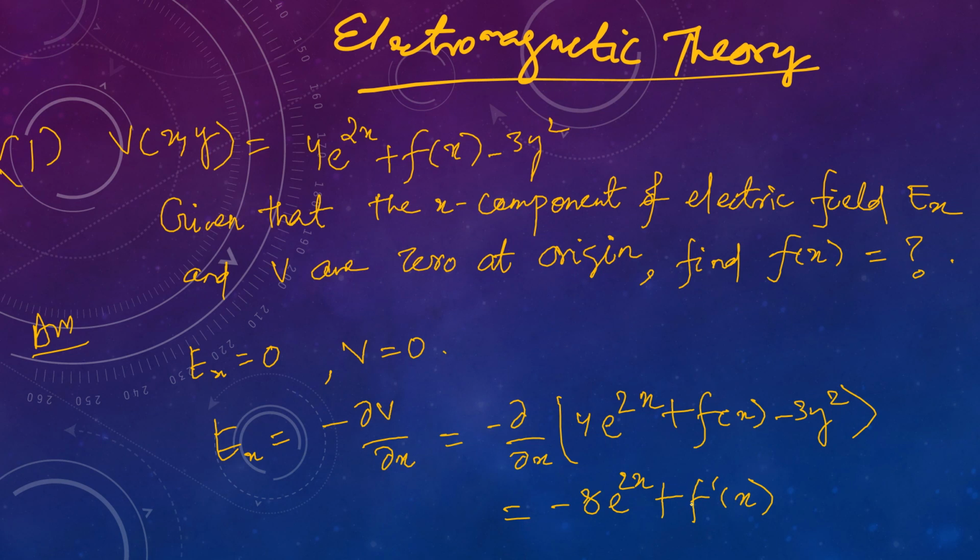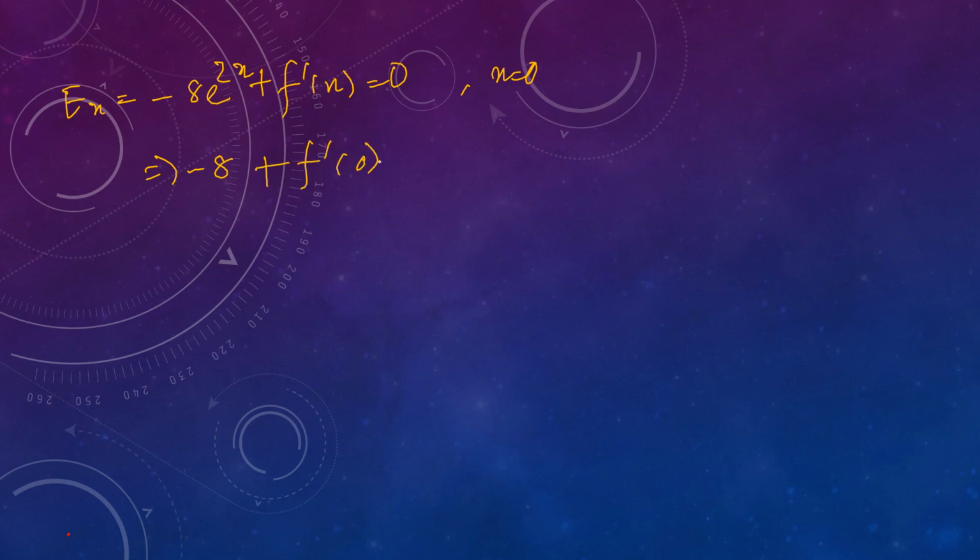So this is your Ex, which is in fact 0 at the origin. So if I write Ex, minus 8 e to the power 2x minus f dash x is equal to 0 at the origin, that means x is equal to 0. So minus 8 minus f dash 0 is equal to 0, and f dash 0 is equal to minus 8.